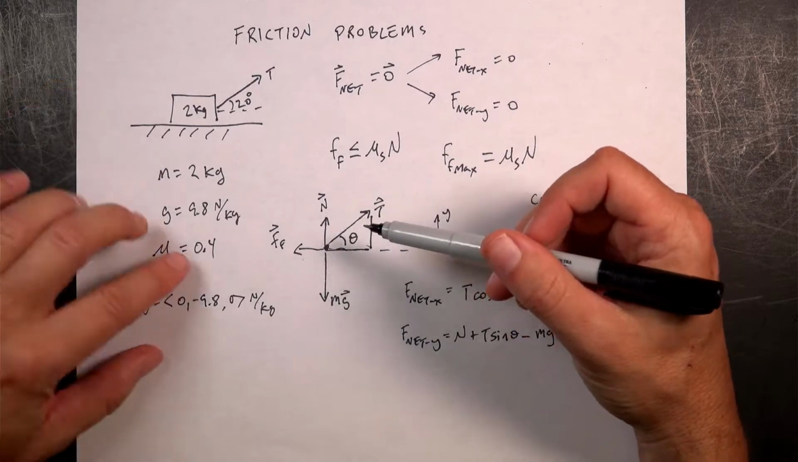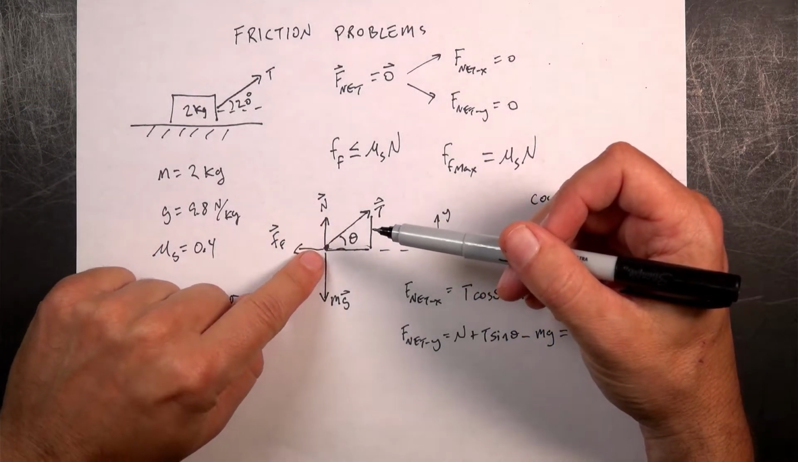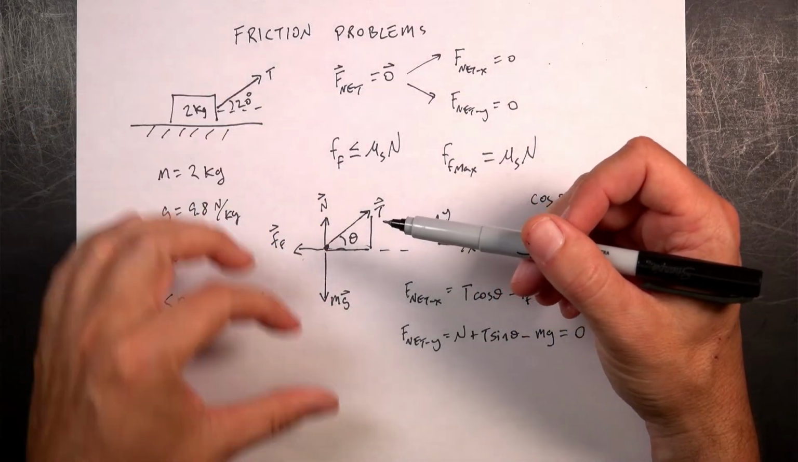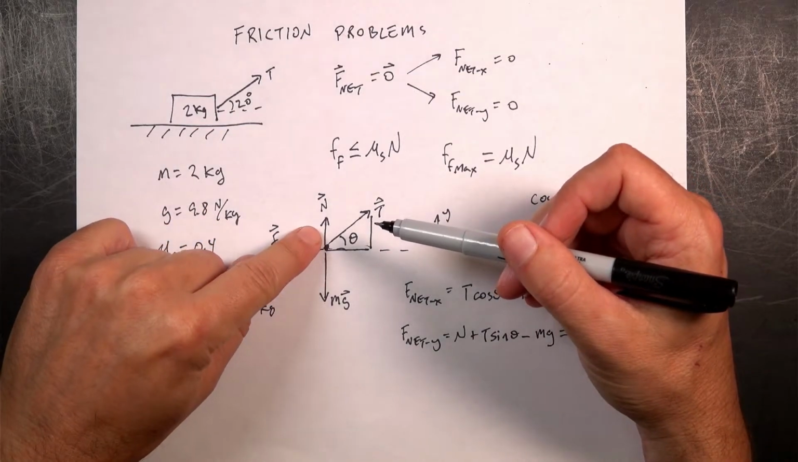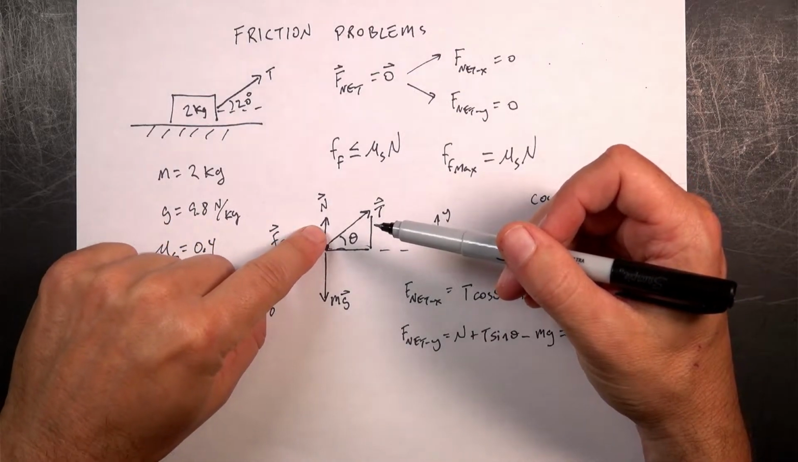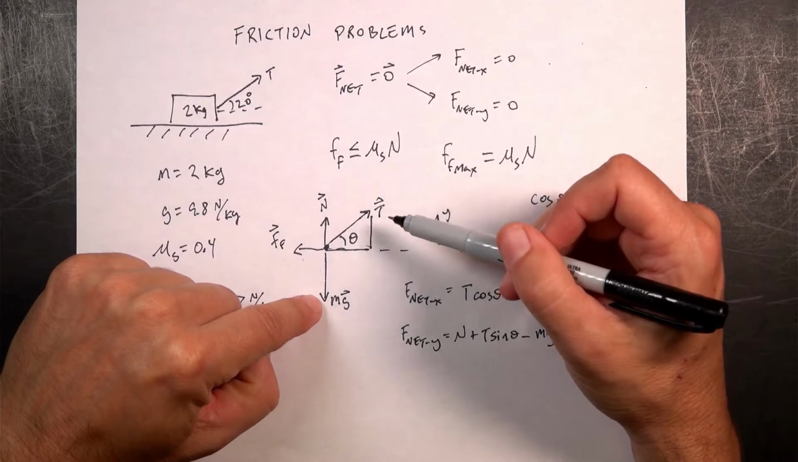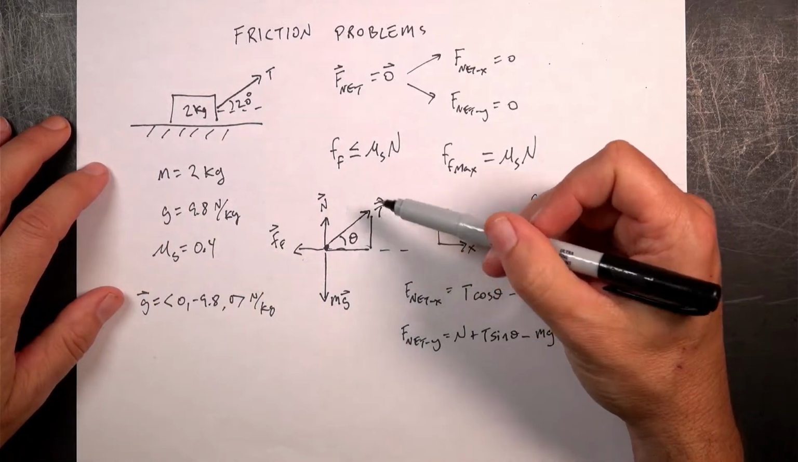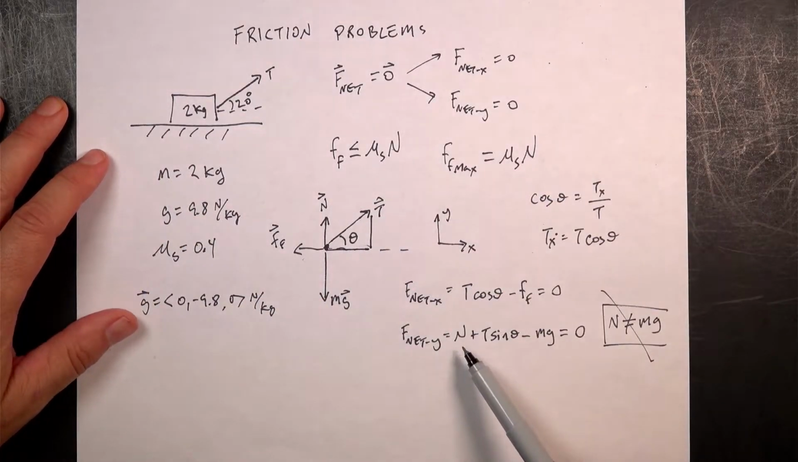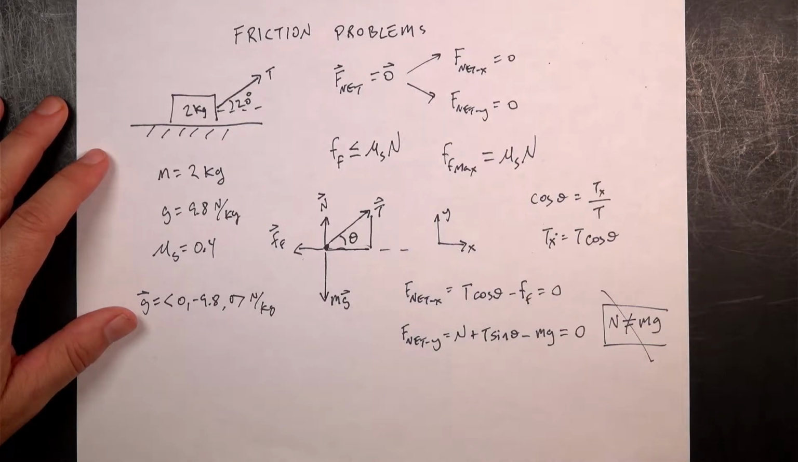Okay, because if you think the normal force tries to prevent the block from falling through the table, so it pushes up as hard as it needs to. It doesn't need to push up all of the gravitational force because tension's pulling up some too. It gets a little help. Okay, so the normal force is smaller.